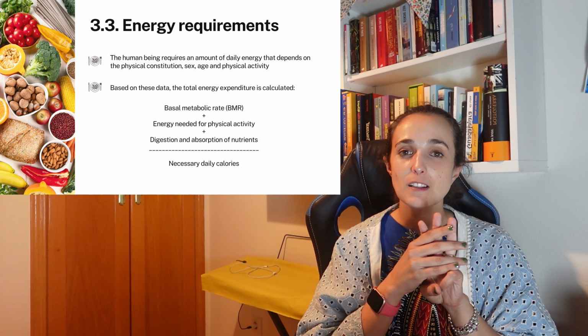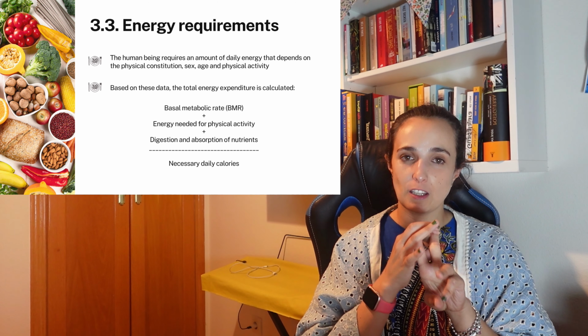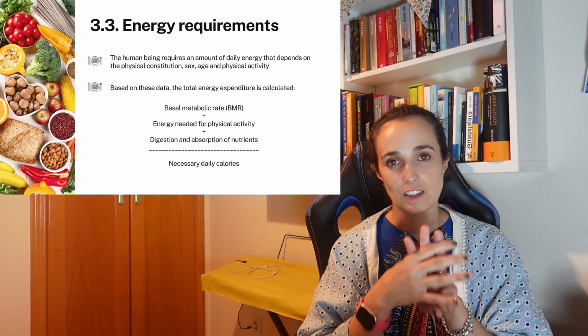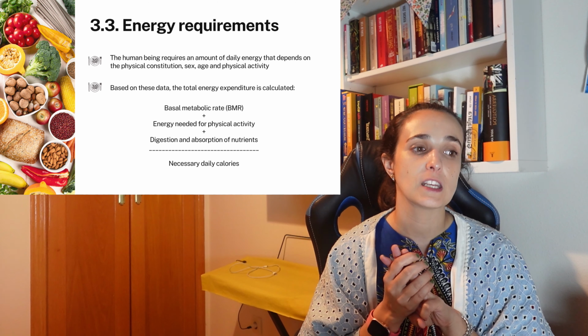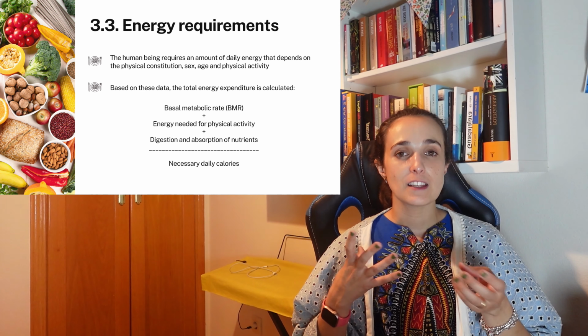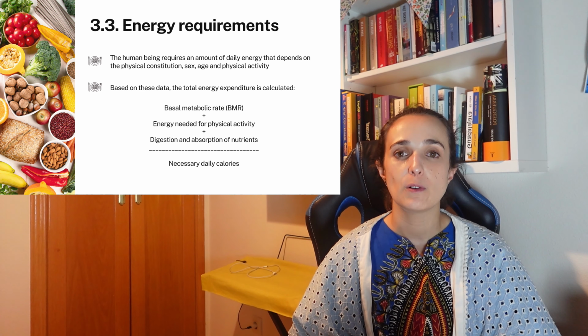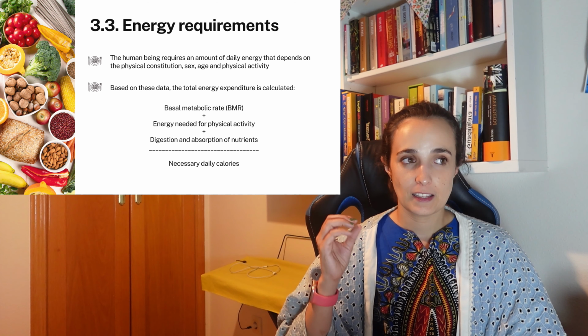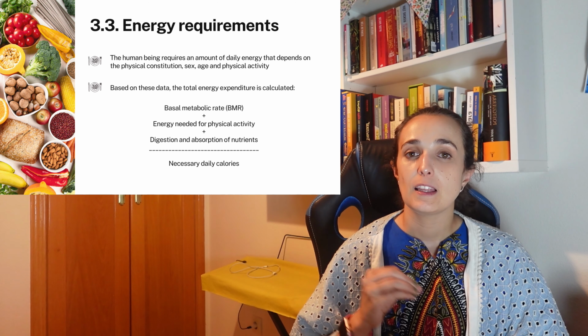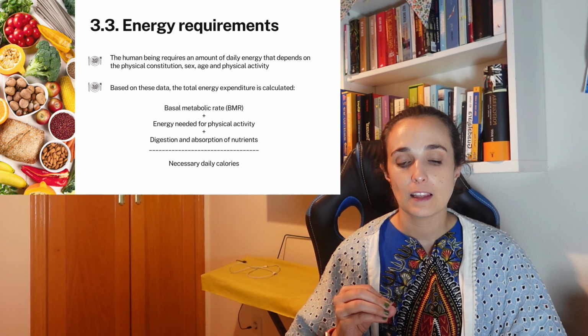So these three concepts, basal metabolic rate, the energy needed for the physical activity, and the energy needed for the digestion of the nutrients, if we add them, we will have a total amount of calories, which is our daily energy requirement. The daily energy calories needed to survive. How can we calculate the basal metabolic rate? It's an old formula from last century, and it was reviewed during the 90s.